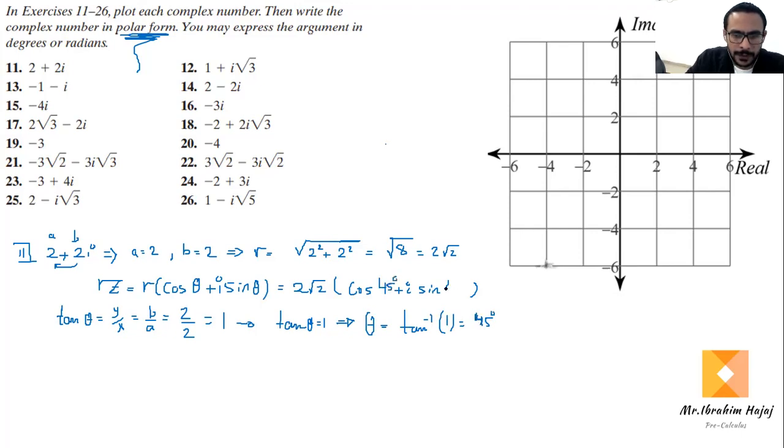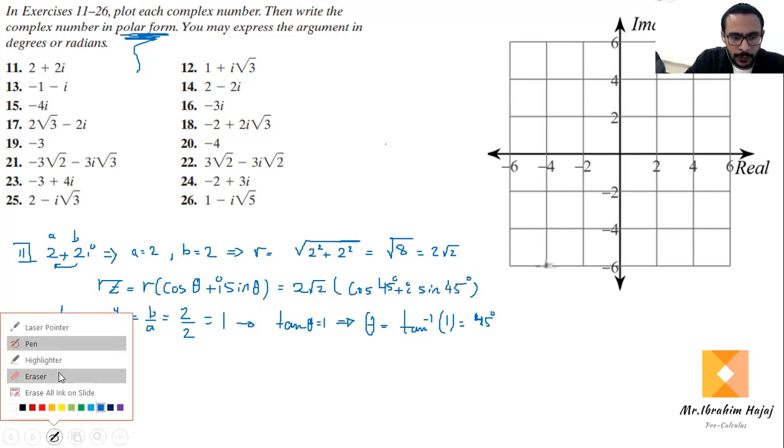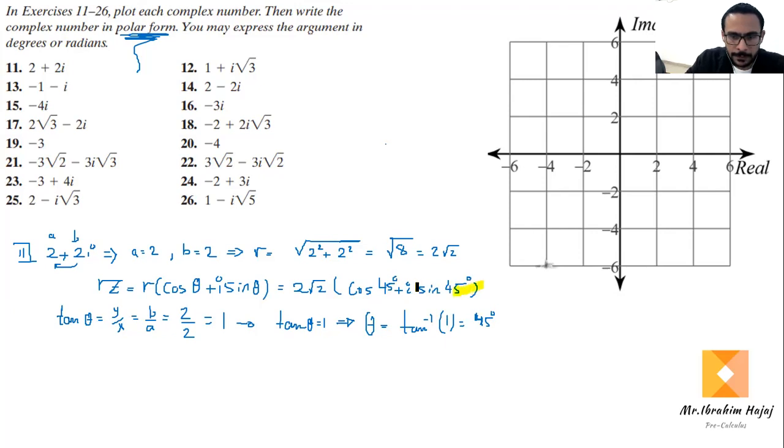Okay, 45 degrees. So your complex number in polar form is 2 radical 2 cosine 45 plus i sine 45.